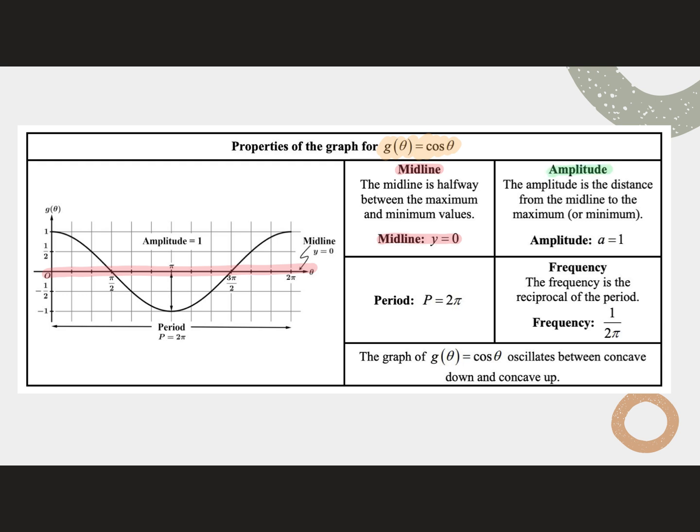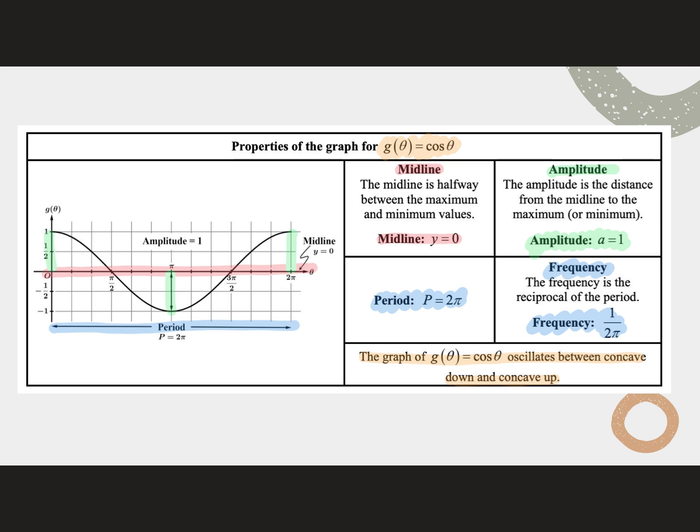The amplitude, again, is the distance between that midline and the maximum, or you can look at the distance between the midline and the minimum. That amplitude value for the cosine function is 1. Our period is going to be 2 pi. And then the frequency, the reciprocal of the period, is 1 over 2 pi. And just like with that sine wave, the cosine wave is going to alternate concavity between concave down and concave up.